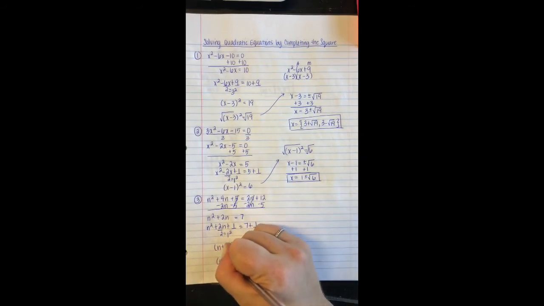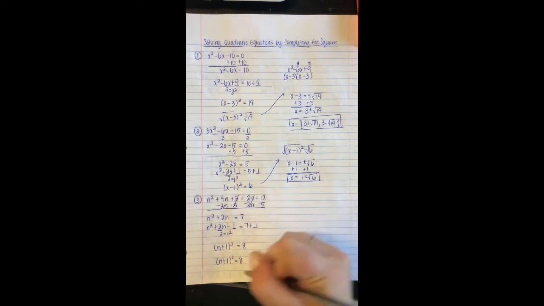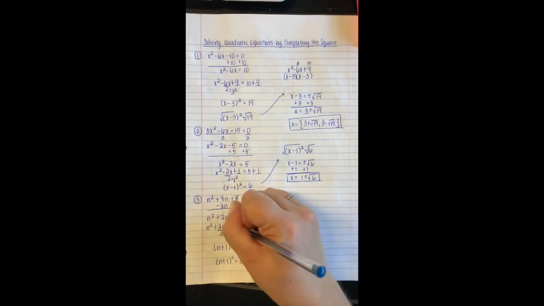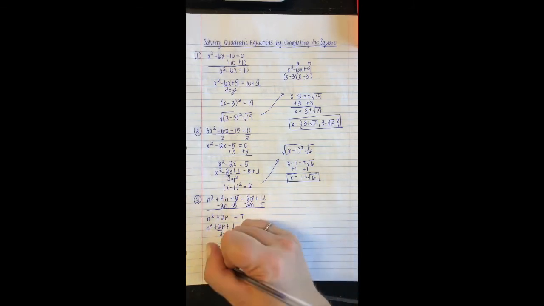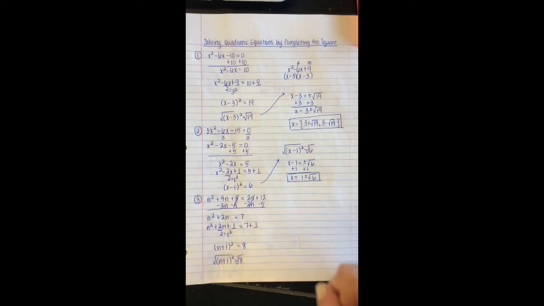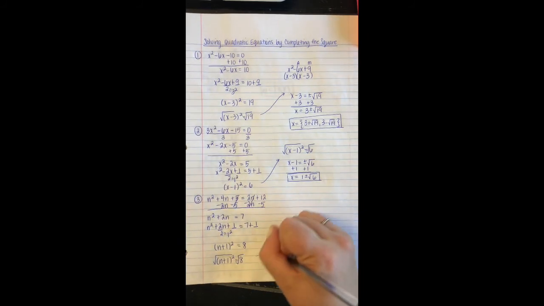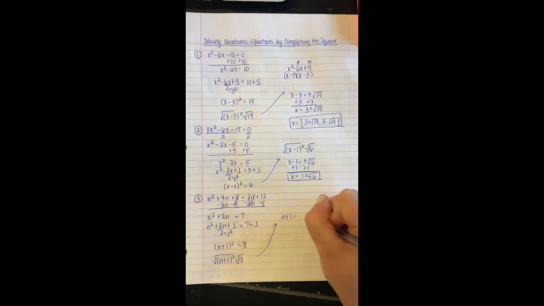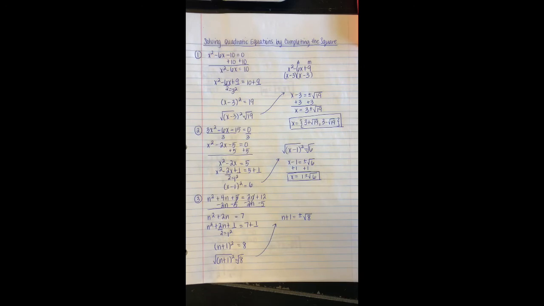As I get to the point where I have n plus 1 squared equals 8, the whole point of putting it like this, completing the square, writing it as something squared, is so I can now use the square root to undo that n plus 1 squared. So this will leave me with n plus 1 equals plus or minus the square root of 8. Again, do not forget that plus or minus.